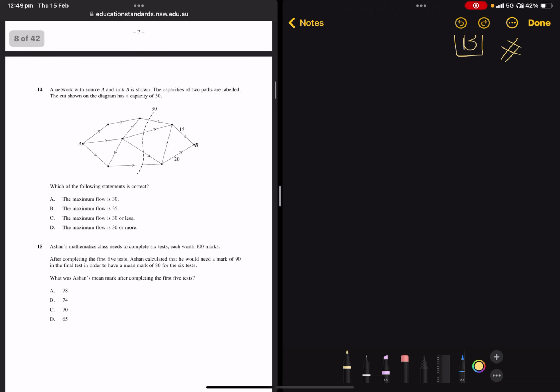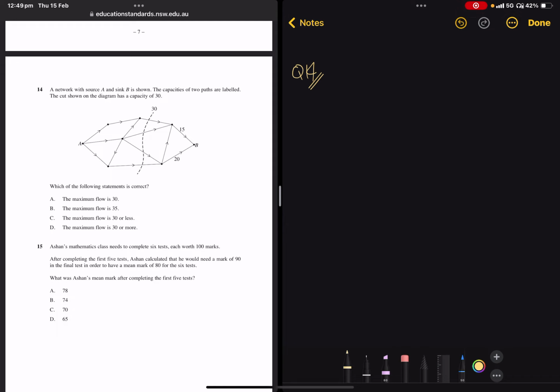So now let's have a look at question 14. So we are told a network with source A and sink B is shown. The capacities of 2 paths are labeled. The cut shown on the diagram has a capacity of 30. Which of the following statements is correct? So we have the maximum flow is 30, the maximum flow is 35, the maximum flow is 30 or less, the maximum flow is 30 or more.